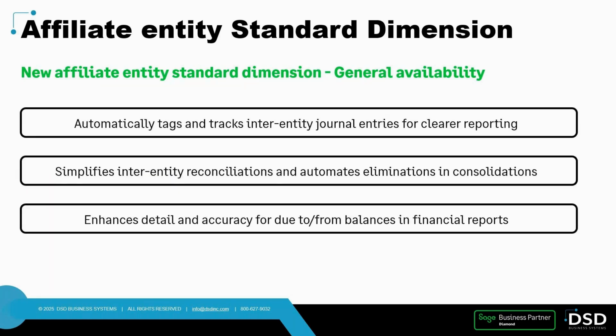Our next one is the affiliate entity standard dimension. Now, what is that? It would automatically tag and track any inter-entity journals for clear reporting. It simplifies the inter-entity reconciliation and automates any eliminations and the consolidation as well. And it is here to enhance any detail and accuracy for your due to and due from balances in your financial reports.